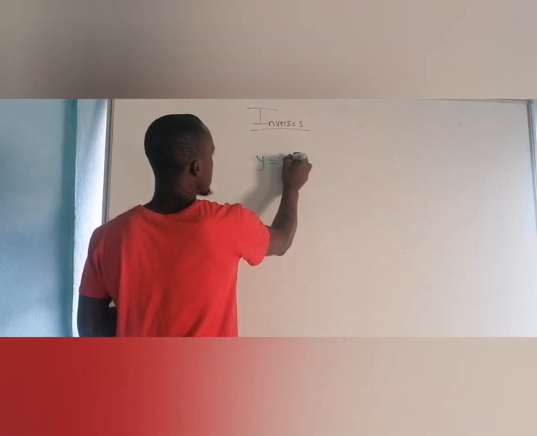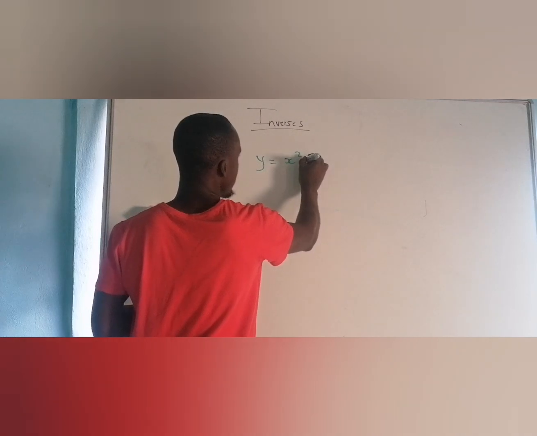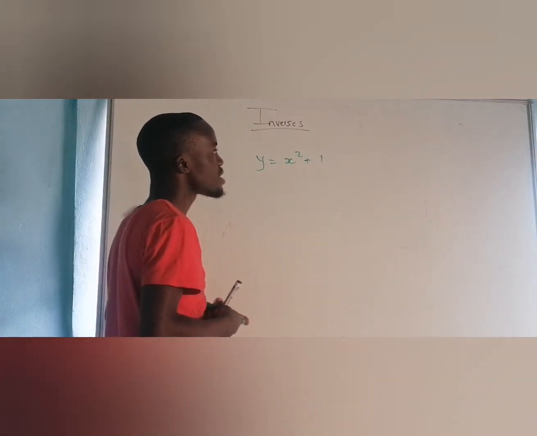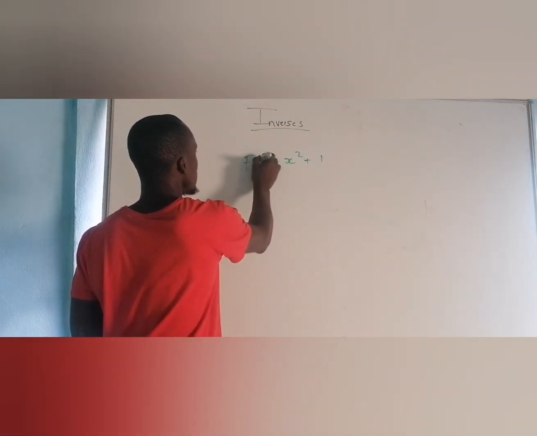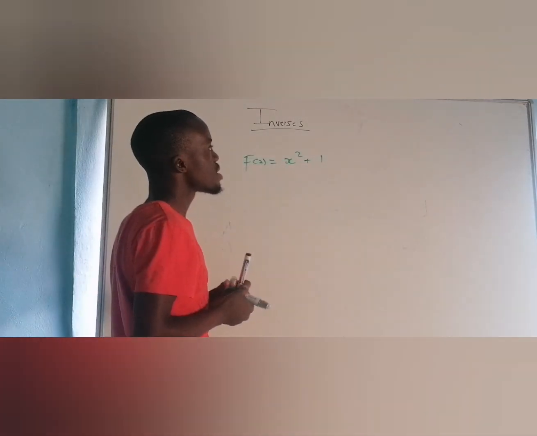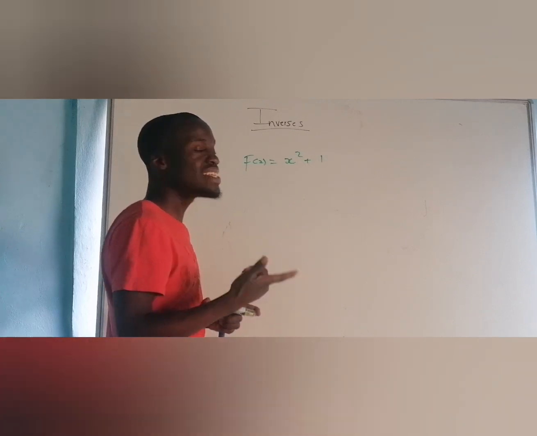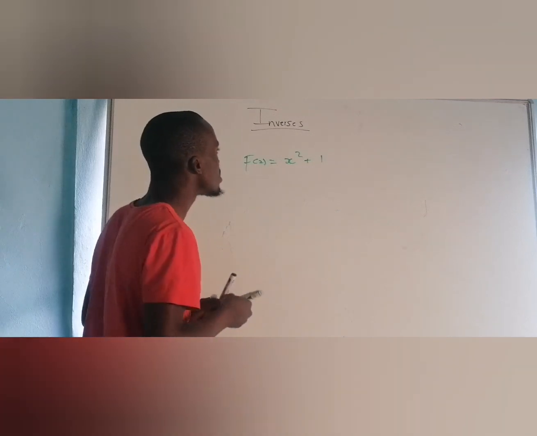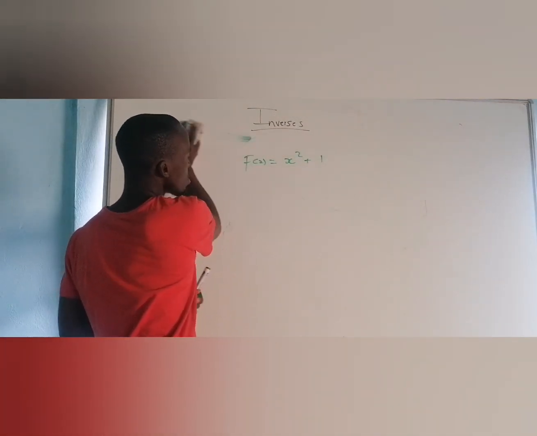Y equals x squared plus 1. So this is a what? This is a parabola. Let me just use the functional notation. This is the parabola, meaning that it's a many-to-one function, but its inverse won't be a function, it becomes a relation. So you can't use this notation. Okay.